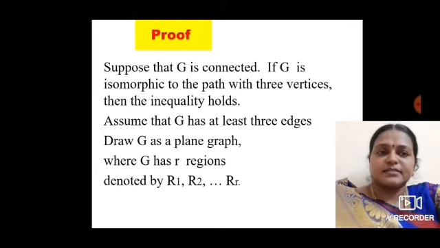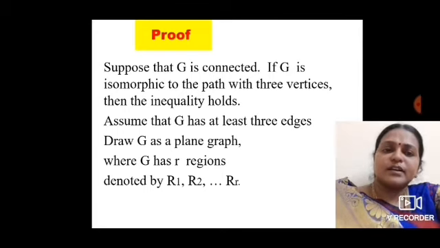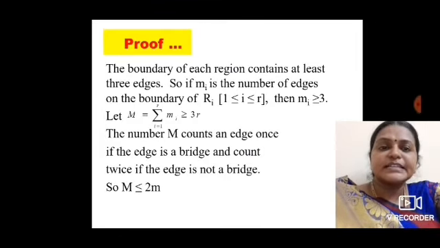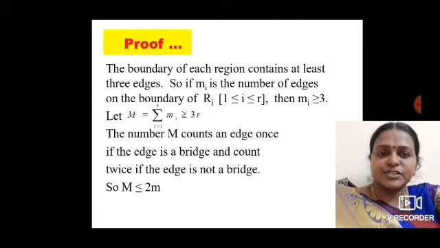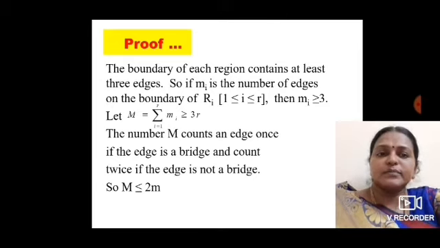Suppose that G is connected. If G is isomorphic to the path with 3 vertices, then the inequality holds. Assume that G has at least 3 edges. Draw G as a plane graph where G has r regions denoted by R1, R2, and so on up to Rr. The boundary of each region contains at least 3 edges. So, if Mi is the number of edges on the boundary of Ri, where i ranges from 1 to r, then Mi is greater than or equal to 3.